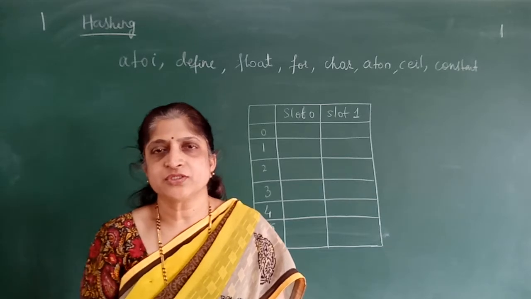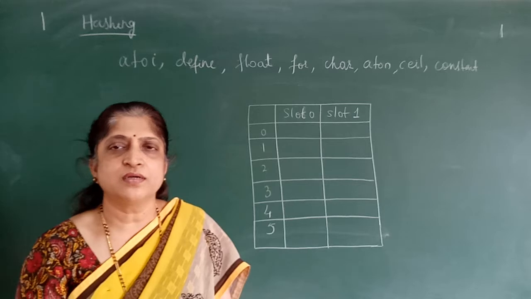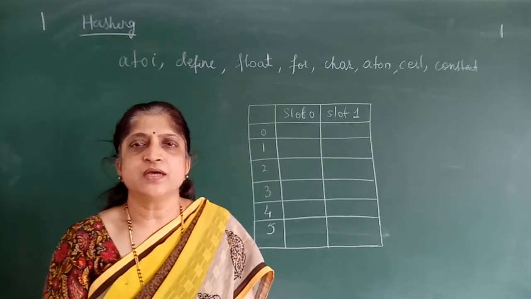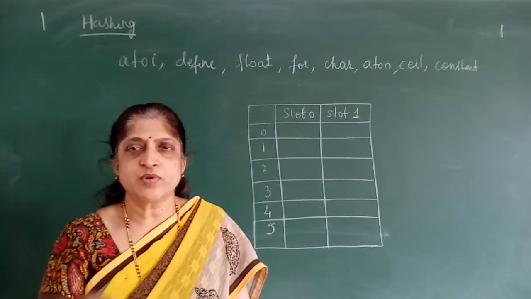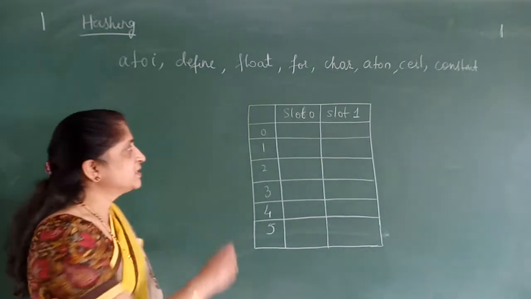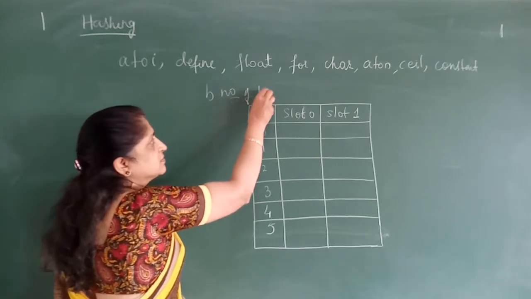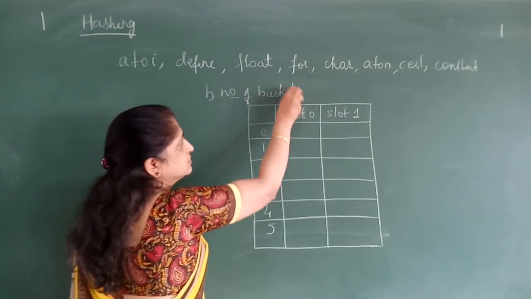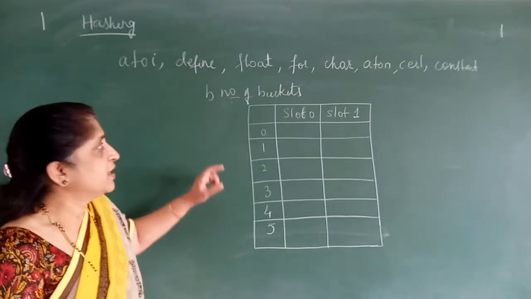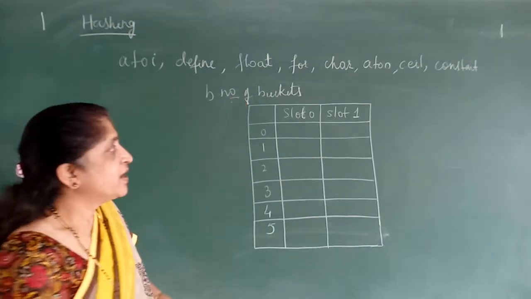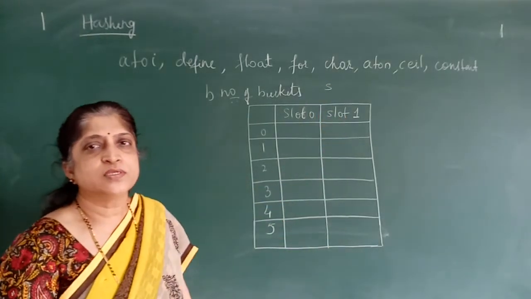In case of static hashing, the key value pairs, that is the dictionary pairs, are stored in a table called the hash table. Every table has some number of buckets. Let us say there are B number of buckets. Then every bucket can have S number of slots.